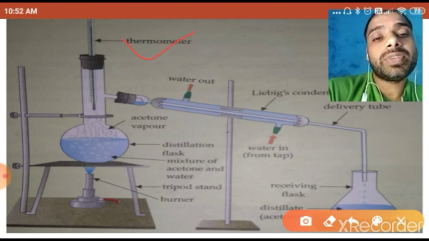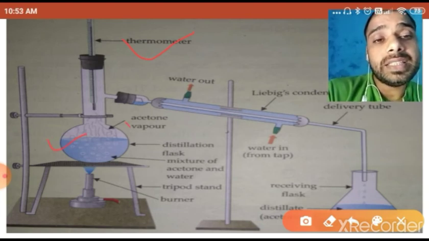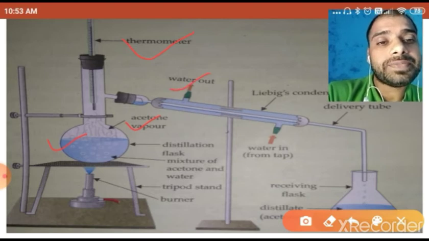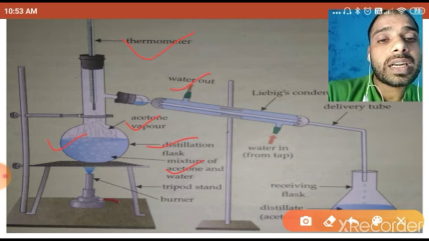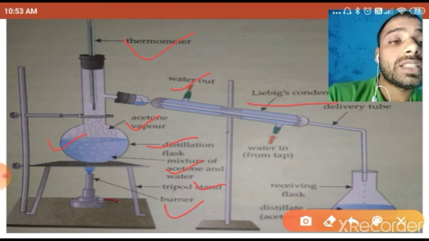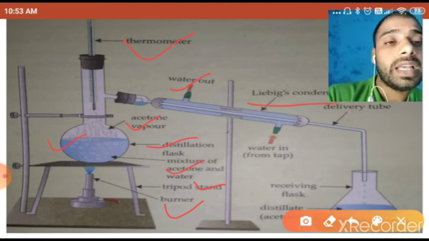Okay, here this one is the RV flask. Here it has taken acetone vapor. Acetone or maybe water they have taken. Here you can see the water outlet, and this one is the distillation flask, with a mixture of acetone and water. On the tripod stand you will keep it. The burner is this one, and this is known as Liebig's condenser. And here this one is a delivery tube.